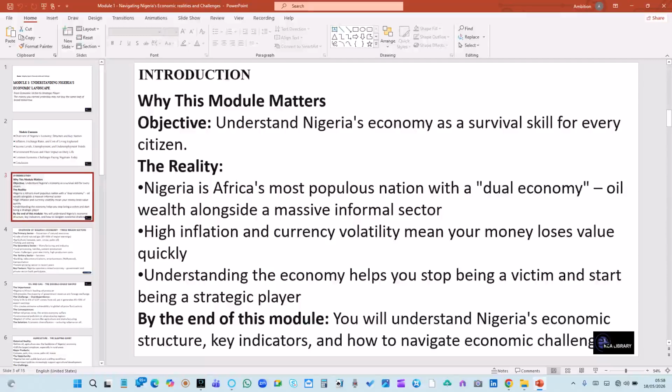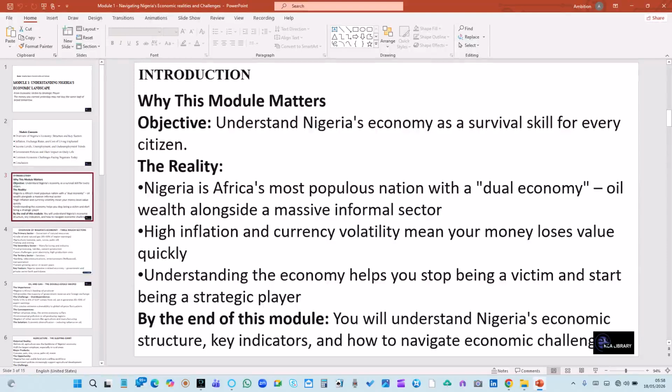By way of introduction, why do these modules matter? The objective here is to understand Nigeria's economy as a survival skill for every citizen. The reality is that Nigeria is Africa's most populous nation with a dual economy, that is oil wealth alongside a massive informal sector. Nigeria has high inflation and currency volatility, which mean your money loses value quickly. Understanding the economy helps you to stop being a victim and start being a strategic player.